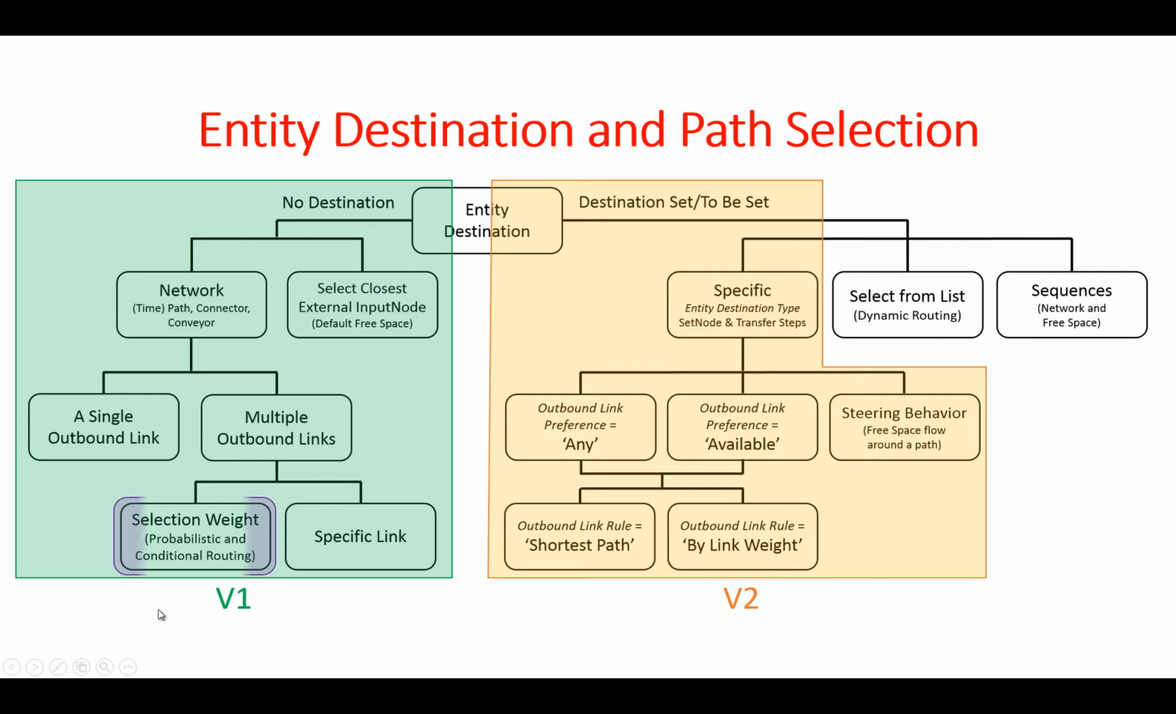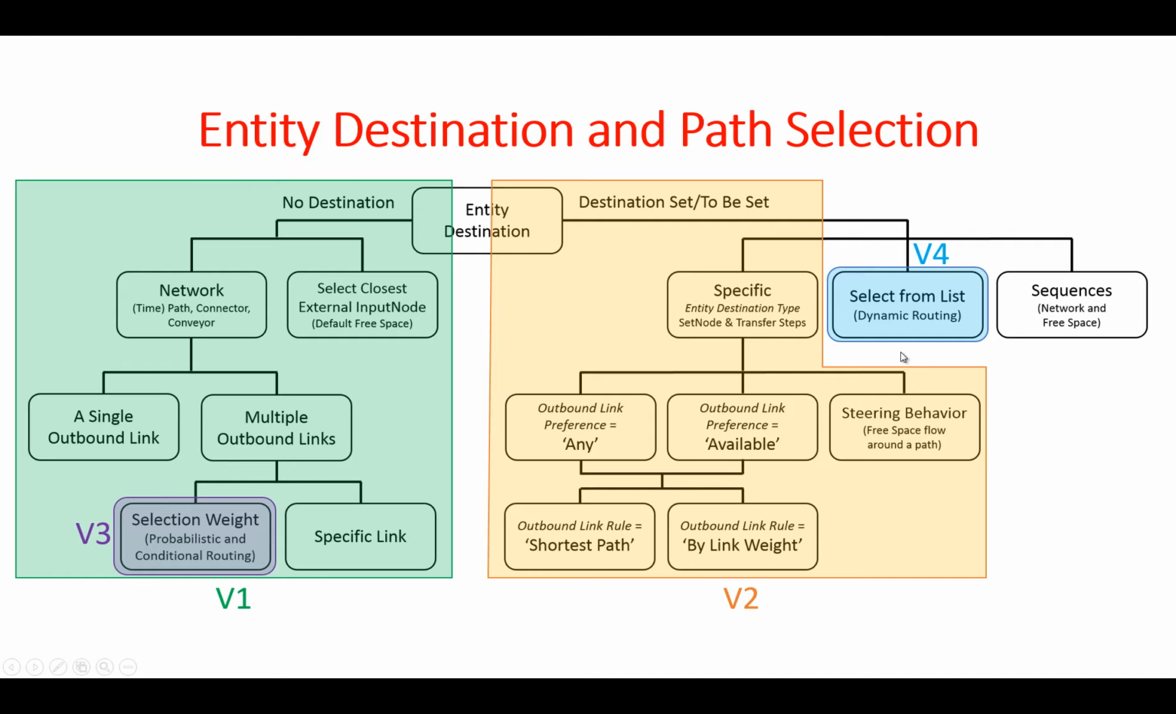In the third video of the module, we have a closer look at using the selection weight property of our outbound links for probabilistic and conditional routing, and we also cover compound probabilistic and conditional expressions for the selection weight property. The fourth video of the module involves dynamic routing using node lists. So in this case, we dynamically select the destination node of the entity based on the current state of the system from a list of candidate nodes.